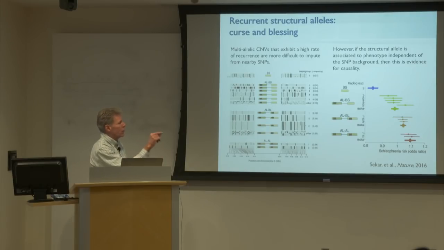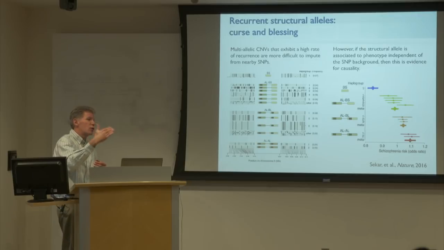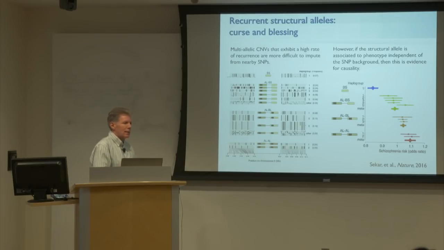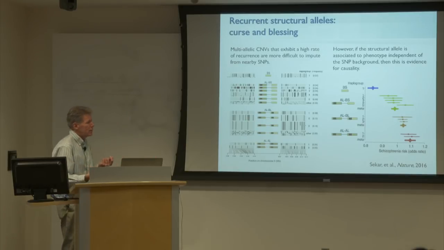But Ashwin showed on the right that the association is to the structure, independent of which SNP haplotype it exists on. So this recurrence makes it difficult to analyze the locus, but you can also use that to show that it's much more likely that the association is to the structure as opposed to the background SNP haplotype.